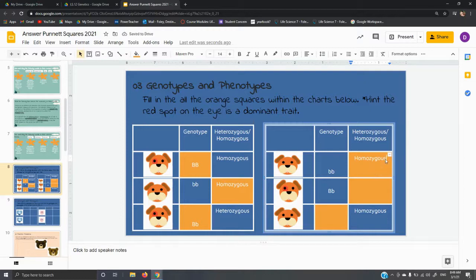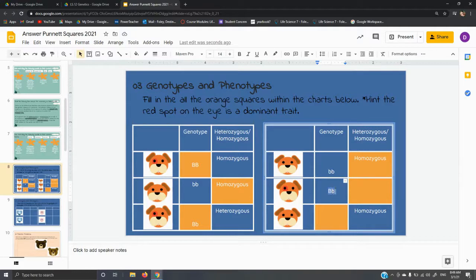Yes, you have to type this out. You can type out homozygous and heterozygous. If you want to copy it from here or here, please do so. It is not that difficult to type out, I promise. So for the last two, do them by yourself. I'll help you out here.